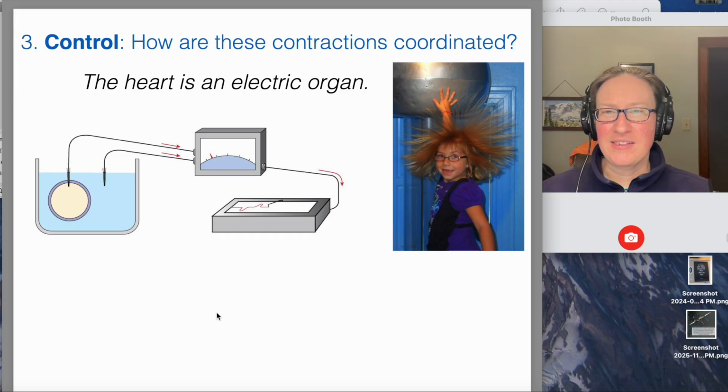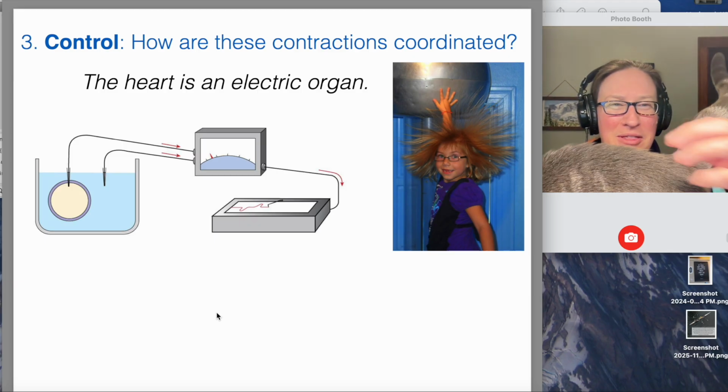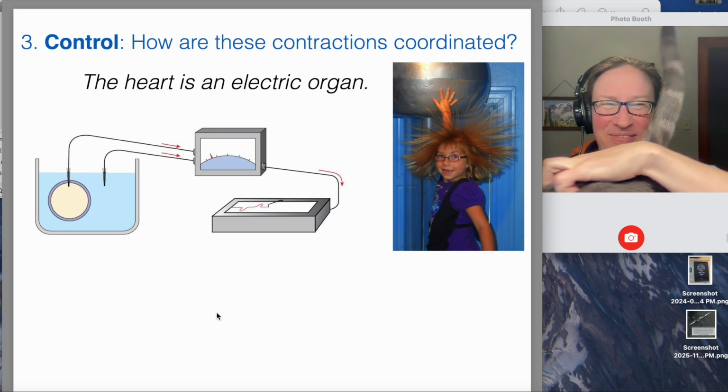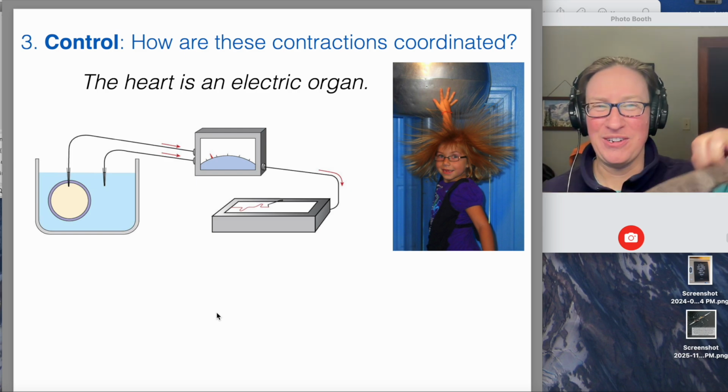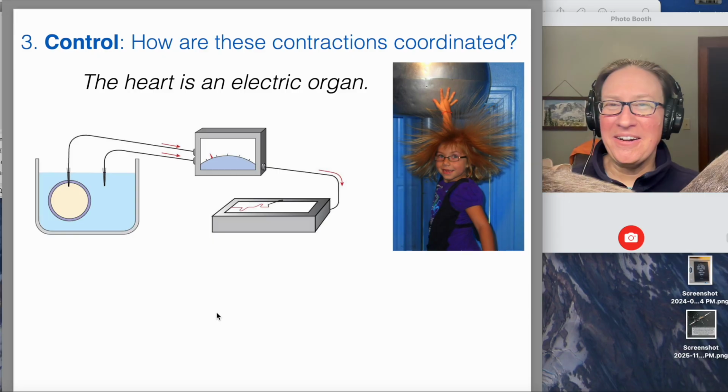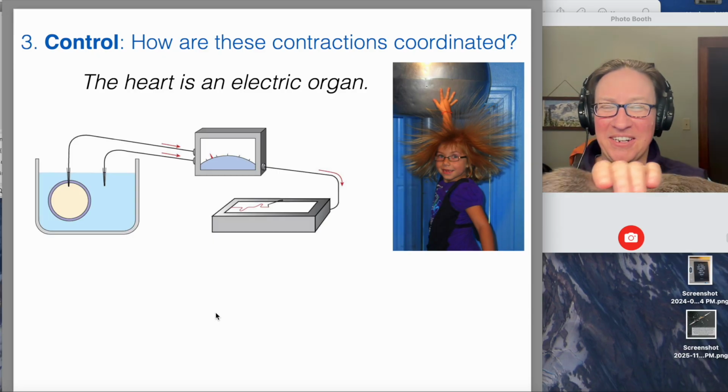And to appreciate this, let's just recognize that the heart is an electrical organ, right? So and here with a heart is George the cat, by the way. Hopefully he won't interfere too much. Anyhow, the heart is an electric organ, right?